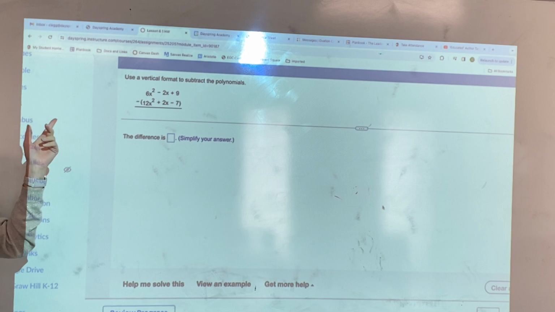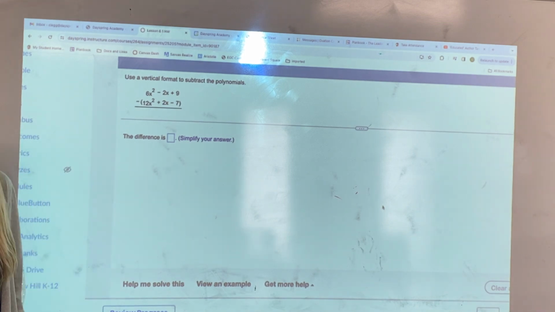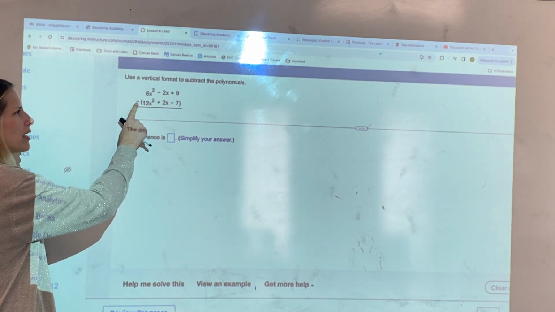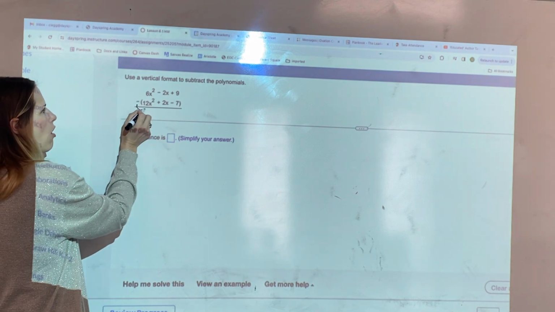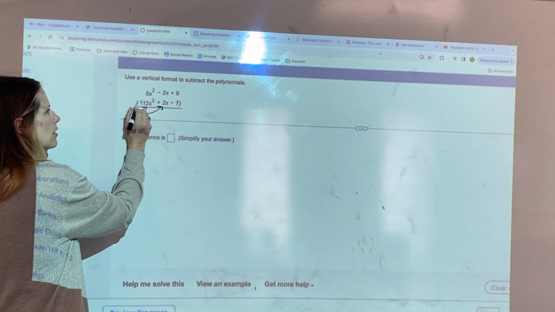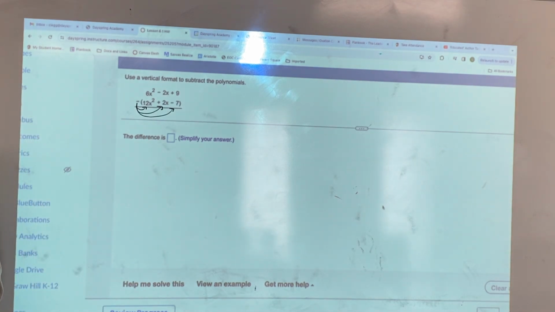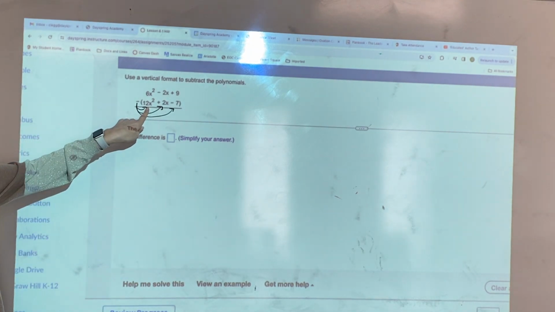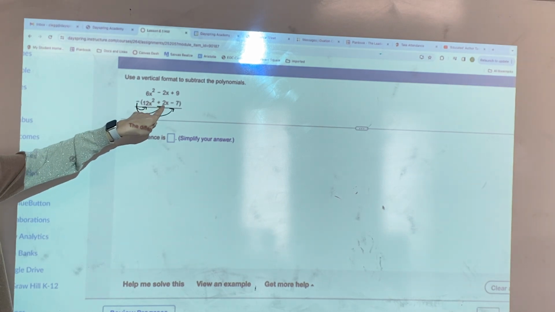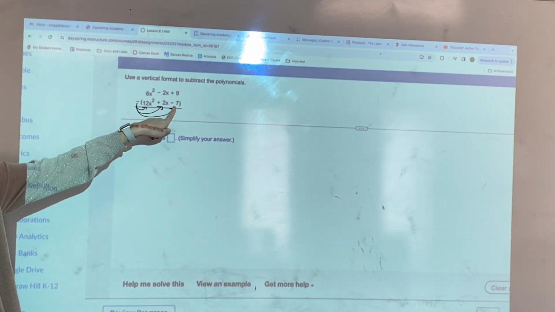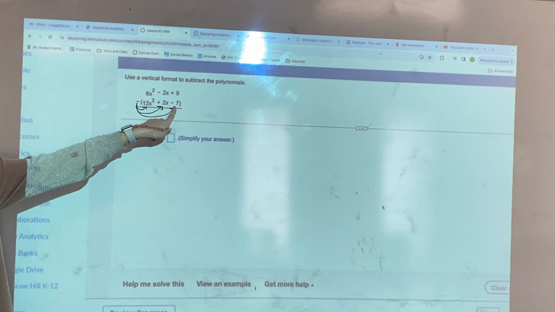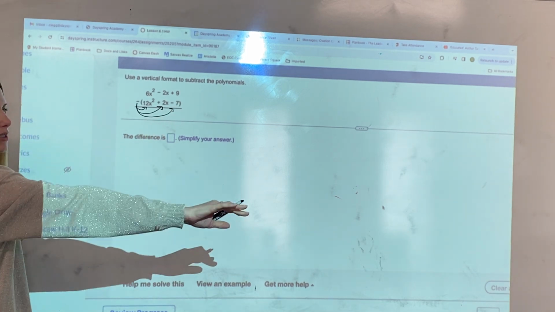Add them? Doesn't it say to subtract them? Yup. This subtraction distributes to all of the terms and it switches the sign. So this positive 12x squared becomes a negative 12x squared. This positive 2x becomes a negative 2x. And this negative 7 becomes a positive 7. And I write them horizontally, okay?